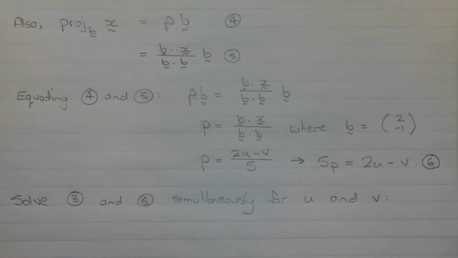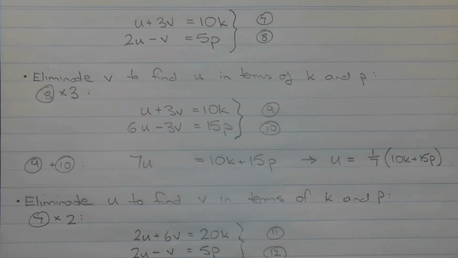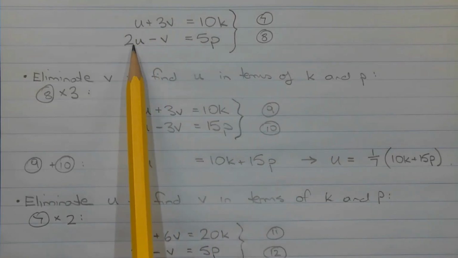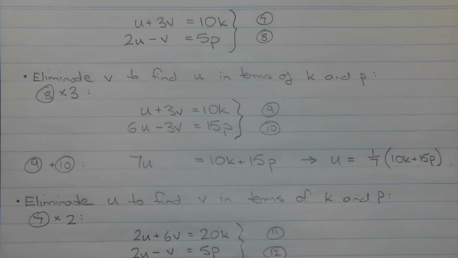Performing the dot products, we get p is equal to (2u minus v) over 5. Multiplying both sides of the equation by 5 to make 5p the subject, we get 5p is equal to 2u minus v. We'll call this equation number 6. The next step is to solve equations 3 and 6 simultaneously for u and v. The simultaneous equations are u plus 3v equals 10k and 2u minus v equals 5p.